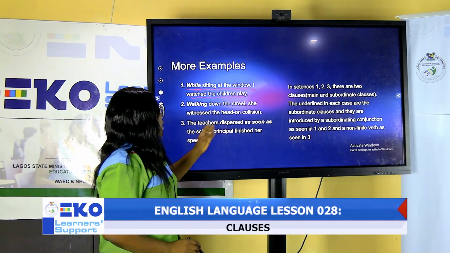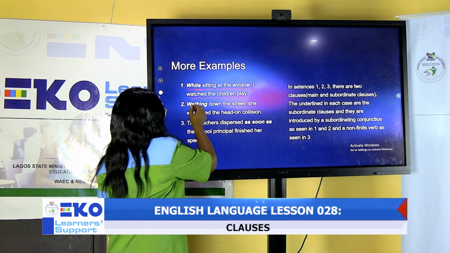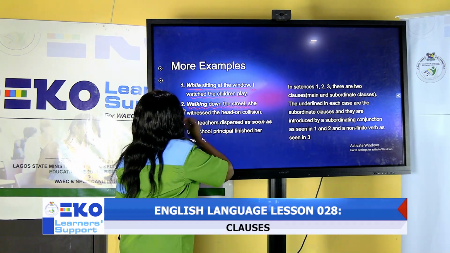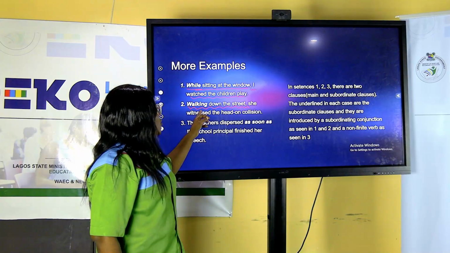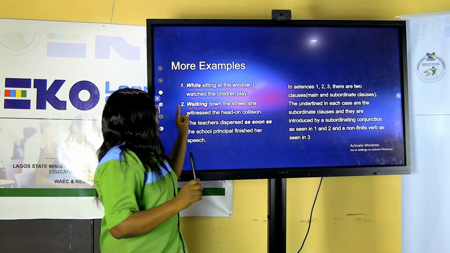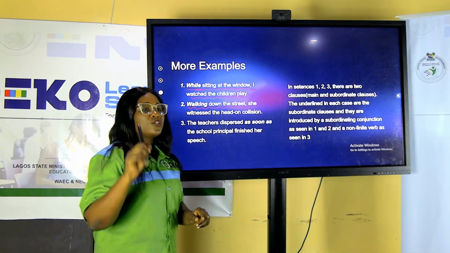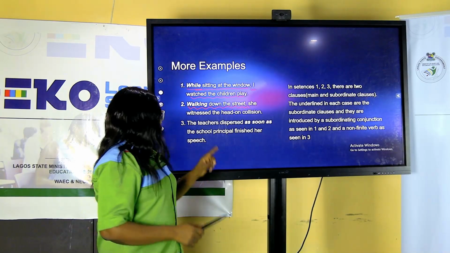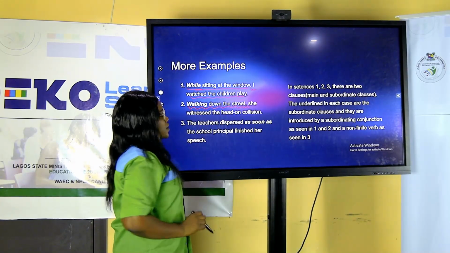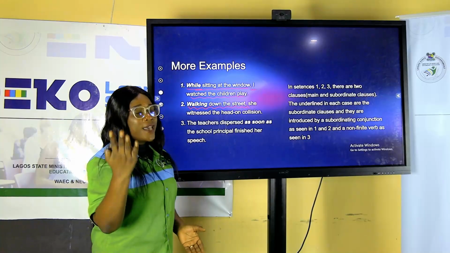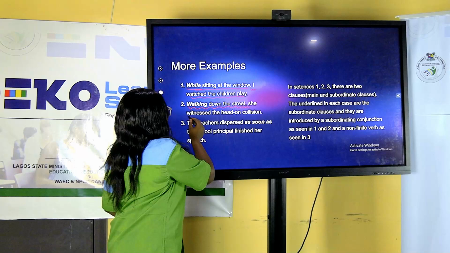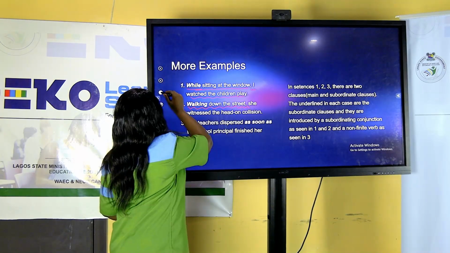Walking down the street, she witnessed the head-on collision. Walking down the street is our subordinate clause. Walking is our non-finite verb. Remember, I said that a non-finite verb can introduce a subordinate clause. So this is an example. Walking down the street is our subordinate clause or our dependent clause. Subordinate and dependent mean the same. She witnessed the head-on collision.